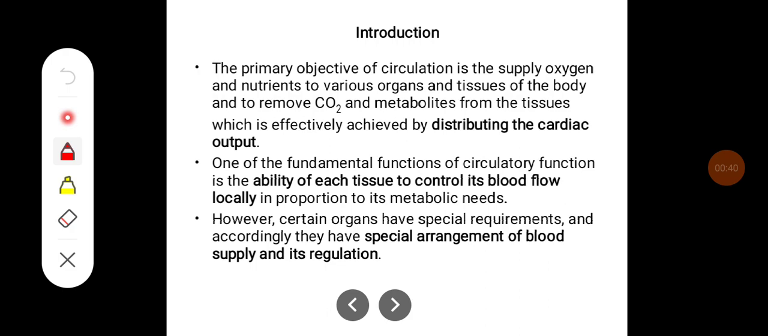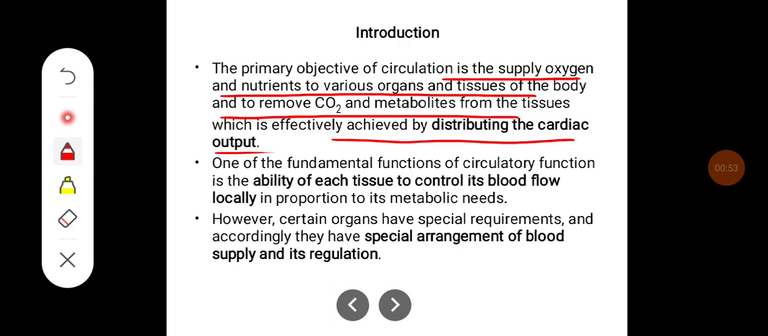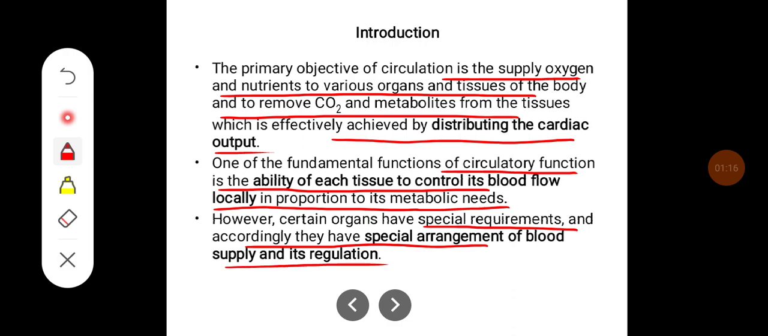The primary objective of circulation is to supply oxygen and nutrients to various organs and tissues of the body and to remove carbon dioxide and metabolites from the tissues, which is effectively achieved by distributing the cardiac output. One of the fundamental functions of circulatory function is the ability of each tissue to control its blood flow locally in proportion to its metabolic needs. However, certain organs have special requirements and accordingly they have special arrangements of the blood supply and its regulation.